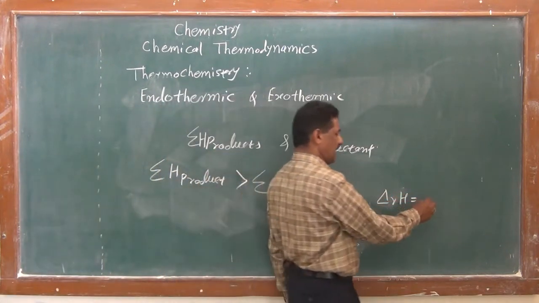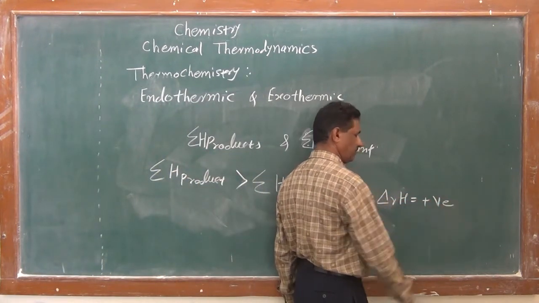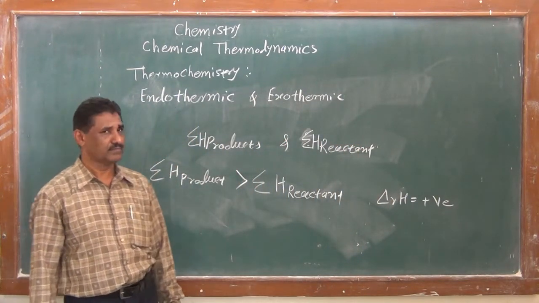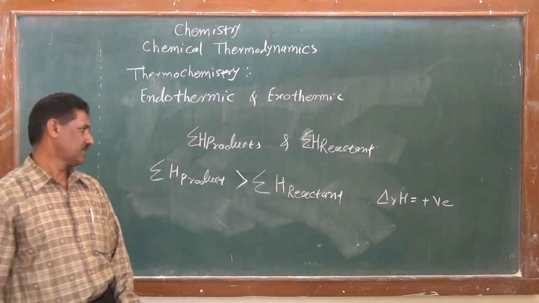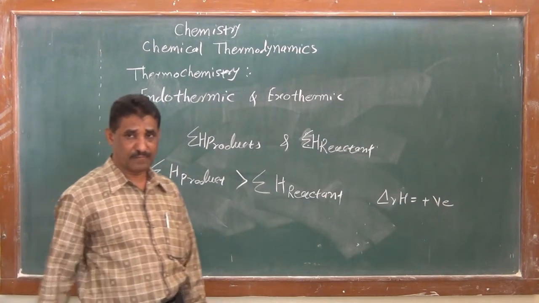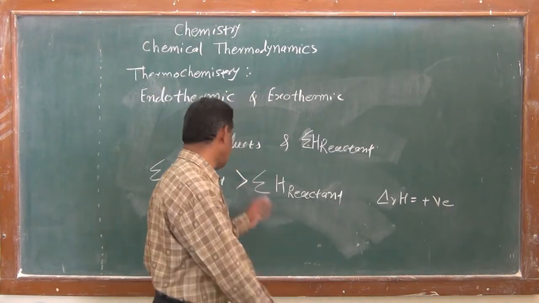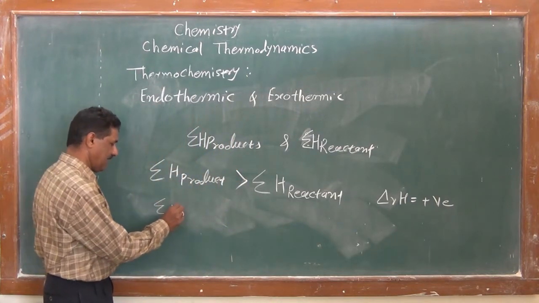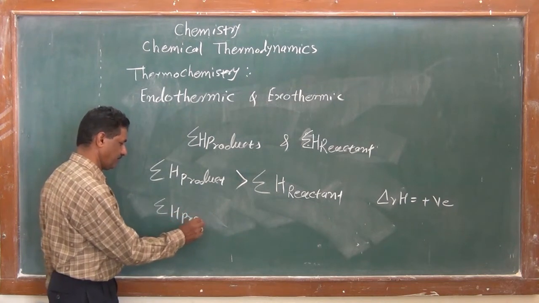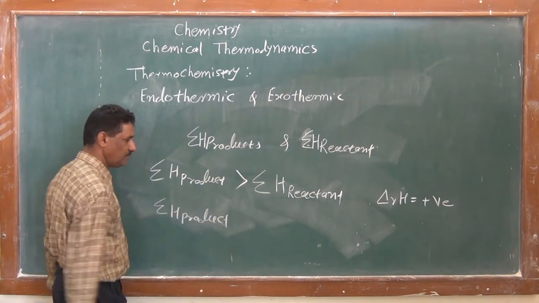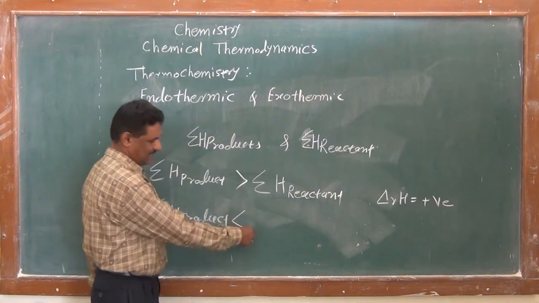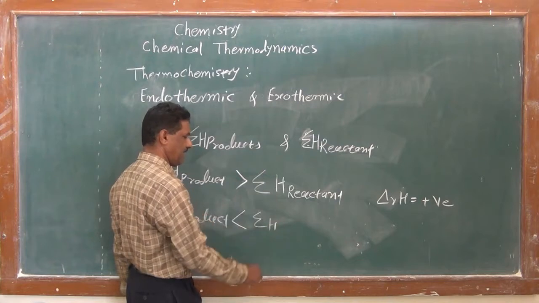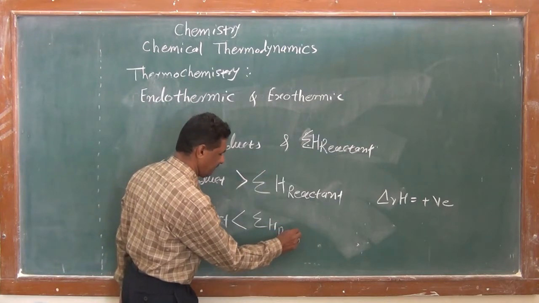Here the value is positive and the reaction is endothermic. On the other hand, the sign is changed: the summation of enthalpy of products is less than the summation of enthalpy of reactants.